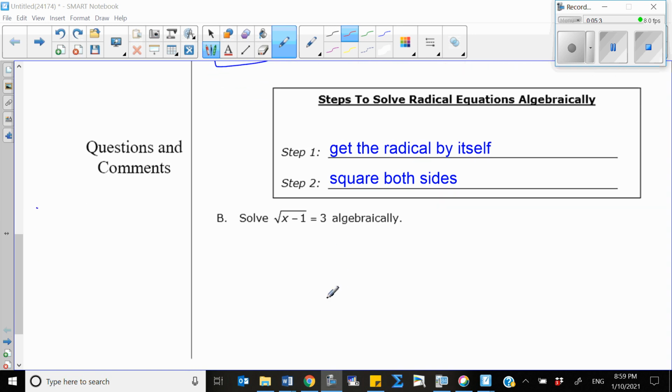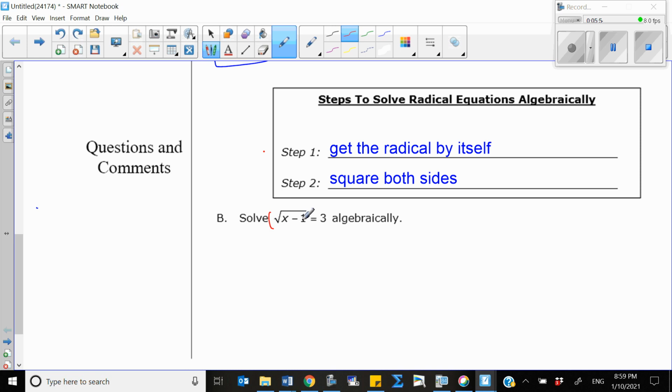So let's practice this one. This is the same equation that we got on top. So the first step here is already done because the radical is on one side by itself, and everything else, which is 3, on the other side. So the first step is already done, and the second step is to square both sides.